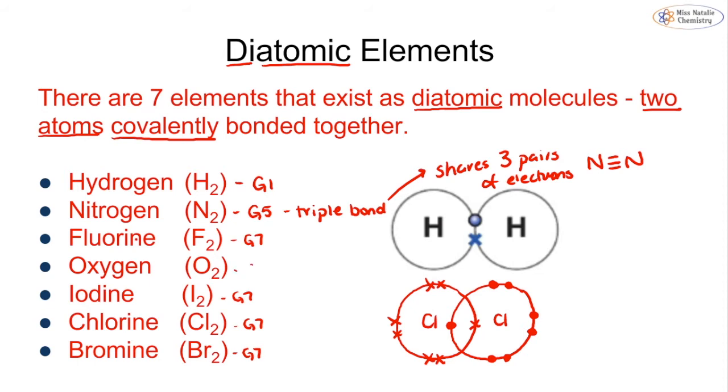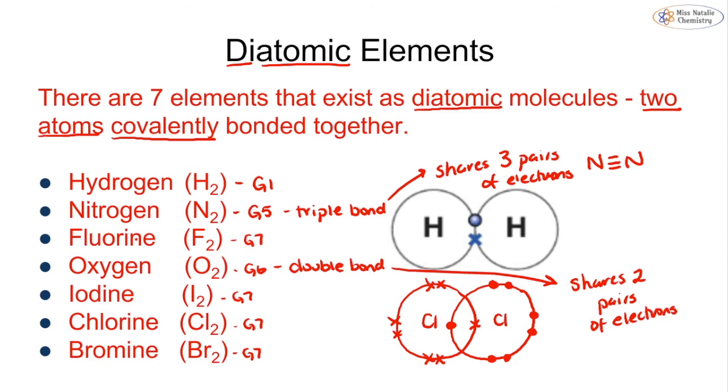And then oxygen is in group 6, and it forms what we call a double bond. And that simply means it shares 2 pairs of electrons. So we get an O with a double bond like that. So our single bonds between hydrogen, fluorine, iodine, chlorine, and bromine, a double bond with oxygen, and a triple bond with nitrogen, and these are our 7 diatomic molecules.